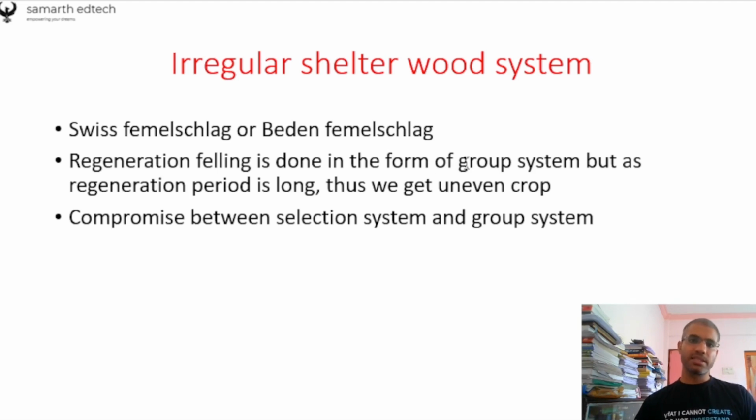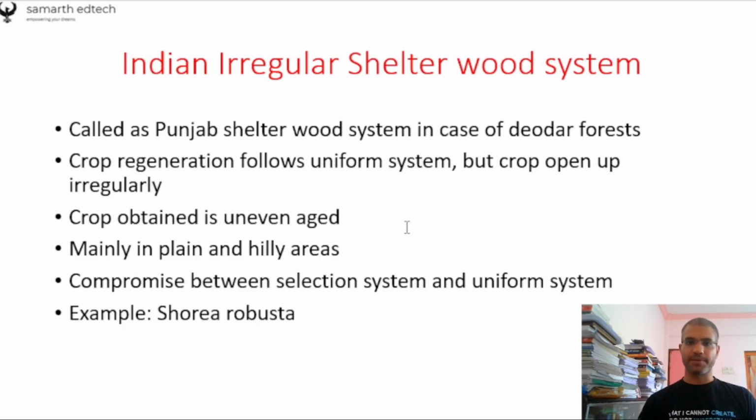But as the regeneration period is long, we get uneven crop. Okay, because the regeneration period becomes very much long, so you will get an uneven sort of crop. But the form of regeneration operation that you are adopting is a group system. So regeneration felling is done in the form of group system, but the regeneration period is long, that's why you get uneven crop. It is a compromise between selection system and group system. Again, this is very much important. It is a compromise between your selection system and group system. Do remember this point.